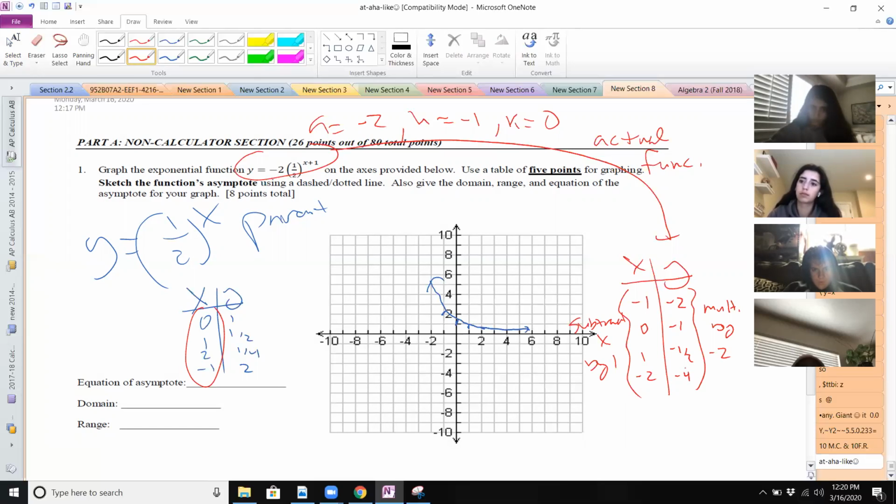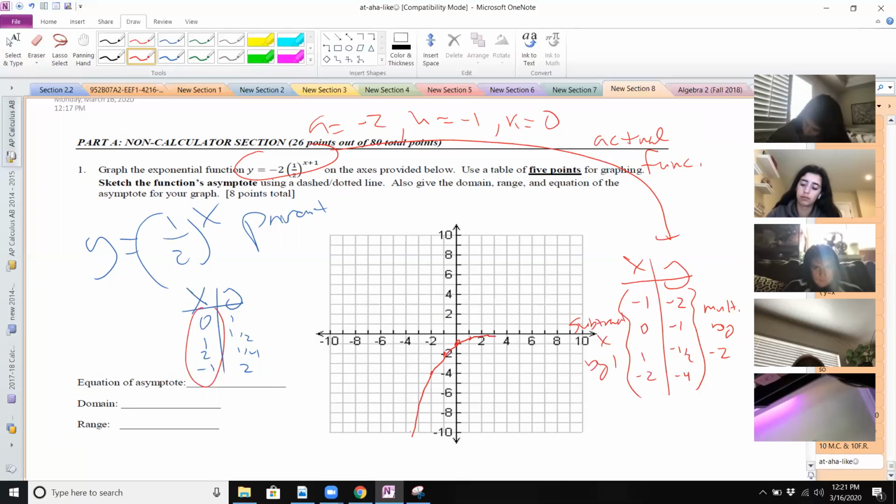So you can see how the points are now adjusted. I'll probably erase this one because I think it's going to be a little distracting. So let's just erase it. And let me do the new one in red. So negative 1, negative 2, 0, negative 1, 1, negative half, and of course, negative 2, negative 4. So we expect the graph to look like this.